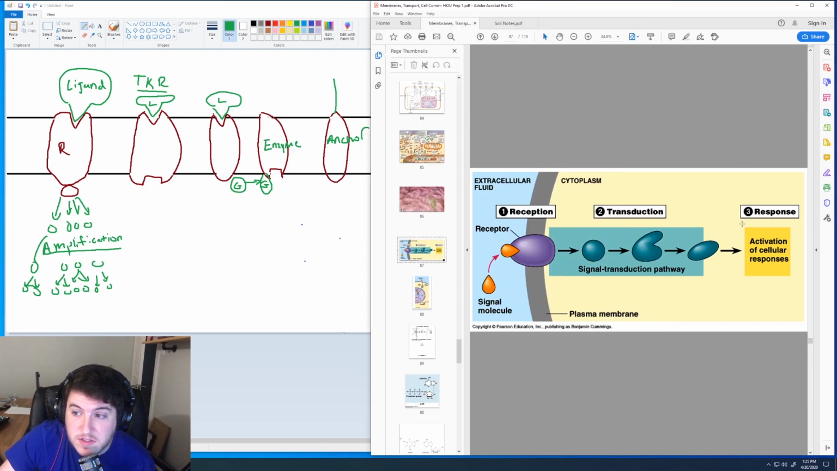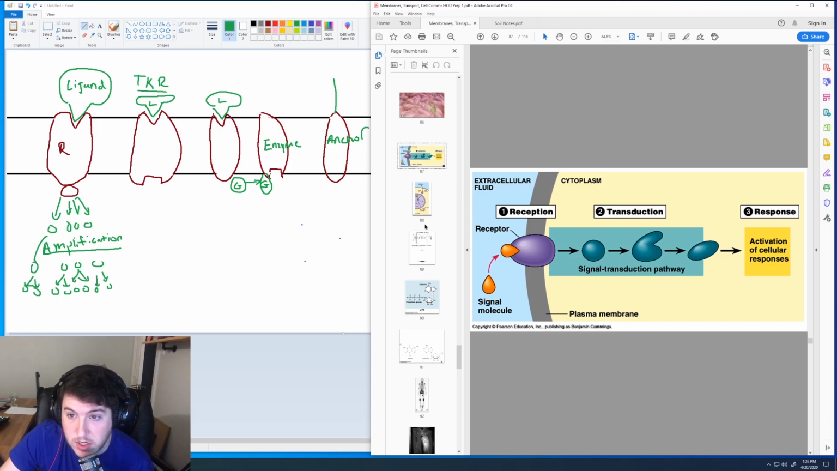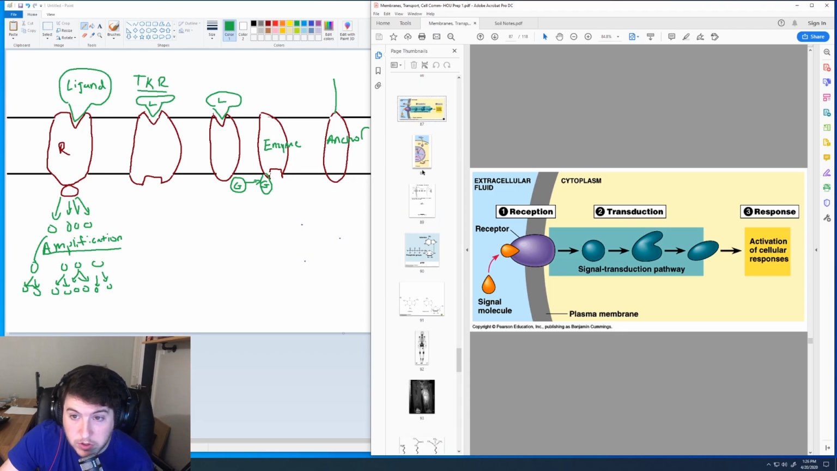Now this is the signal transduction pathway. These are all things that all of these different specific pathways have in common. Some of them vary in how they do it. Okay, so specifically we talked about... let's do this one first.